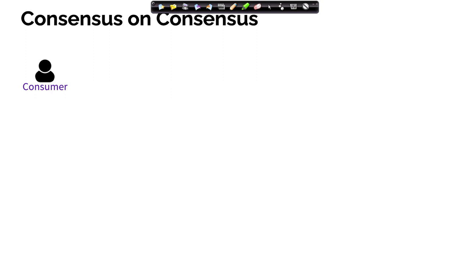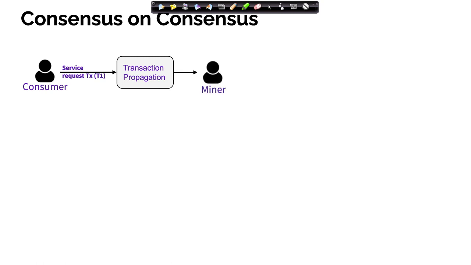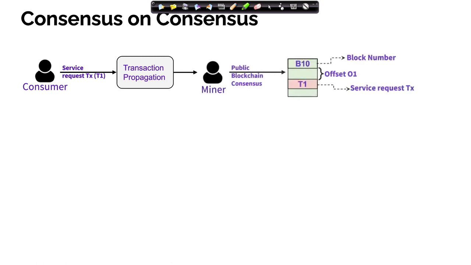Let me explain all these steps with the help of a simple diagram that shows this consensus on consensus mechanism. The consumer generates the service request transaction, say T1. This transaction gets propagated in the network and reaches the miner. The miner mines the transaction and adds it to the public blockchain network. The transaction gets added to a particular block, say block ID B10, which is the block number, with an offset value O1, which denotes the ordering of that transaction, that is, in which order T1 appears in block B10.